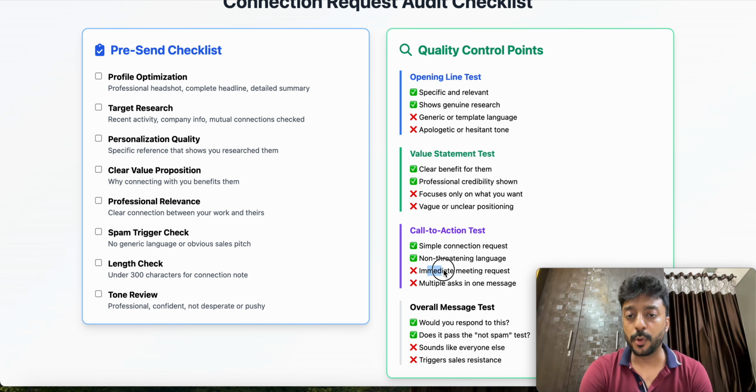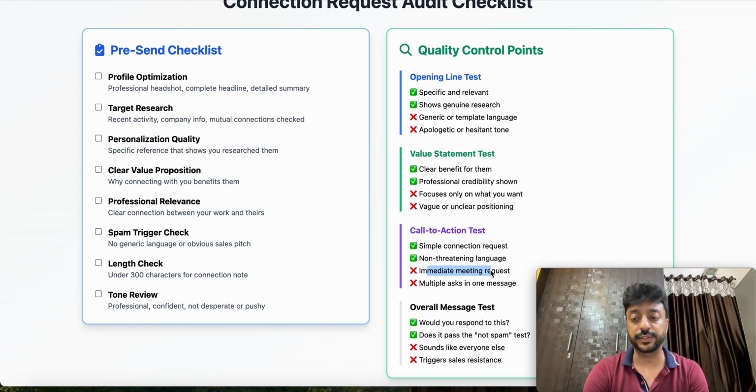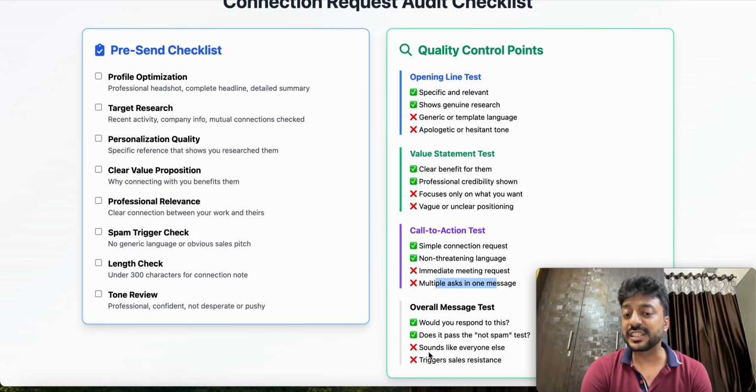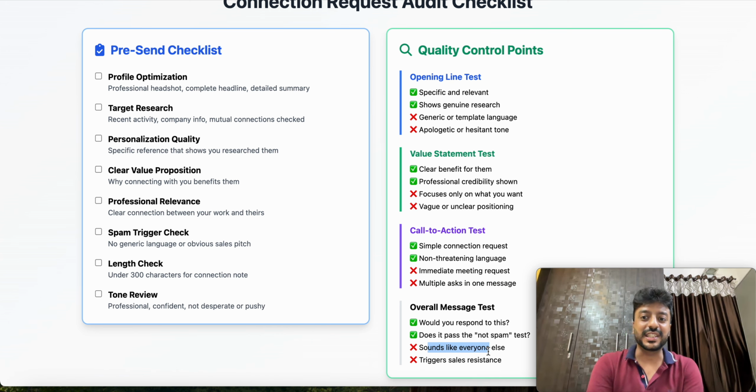Don't ask to book a call or meeting immediately, because that is what people don't like these days. So if you're asking for a 5-minute call, just avoid it. Avoid multiple asks in one message. Don't give them 2-3 CTAs in one single message. Keep your message to one very simple and very soft CTA, right? Don't sound like everyone is doing this thing, and don't sound needy.